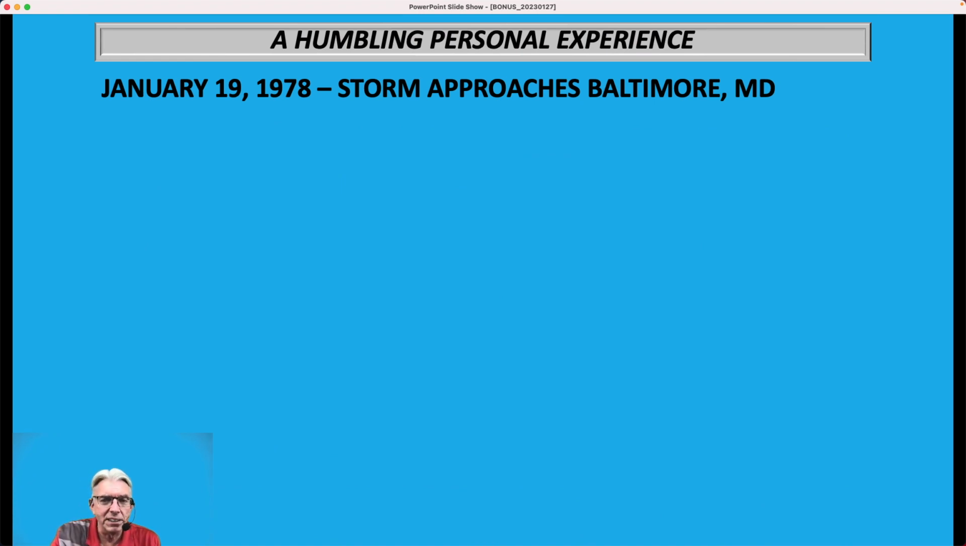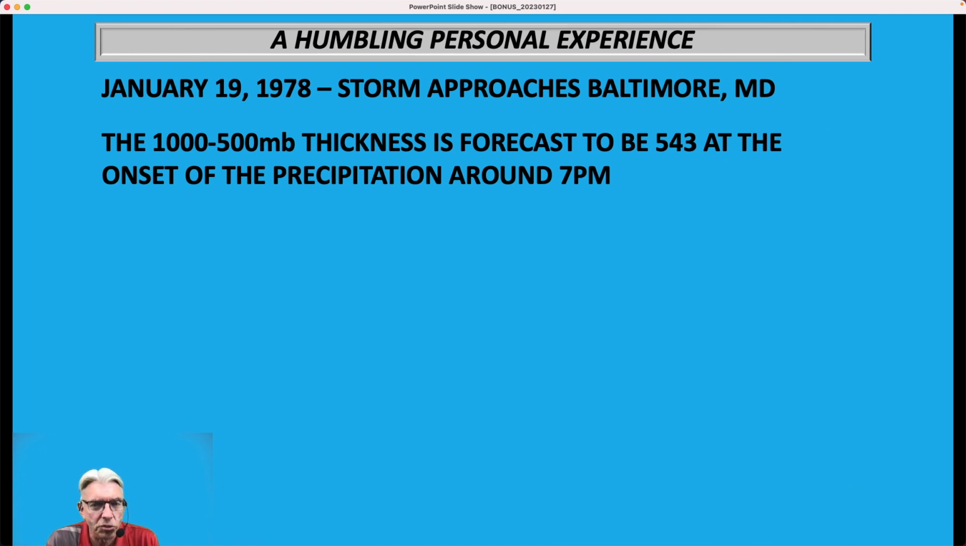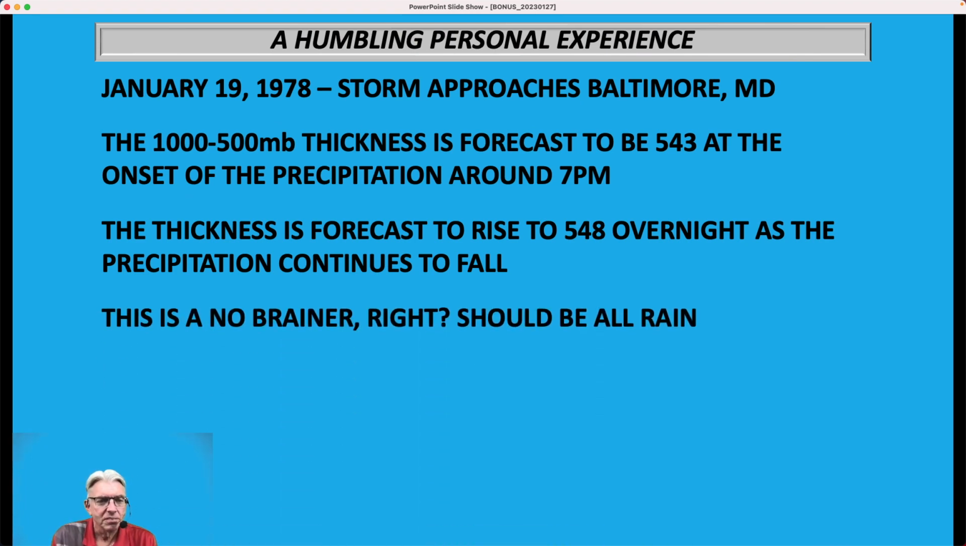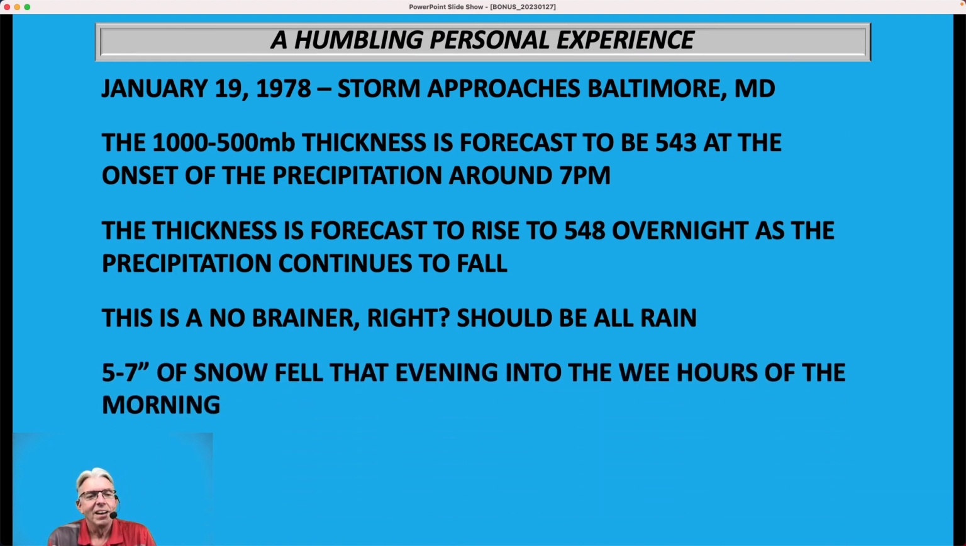But anyways, on January 19th of 1978, this storm from the south is approaching Baltimore. The 1,000-500 millibar thickness is forecast to be 543 at the onset of the precipitation around 7 p.m., and it's forecast to rise to about 548 overnight as the precipitation continues to fall. So, we talked about 540 being the boundary, right? So, 543 starts off, goes up to 548. This is a no-brainer, right? Should be all rain.